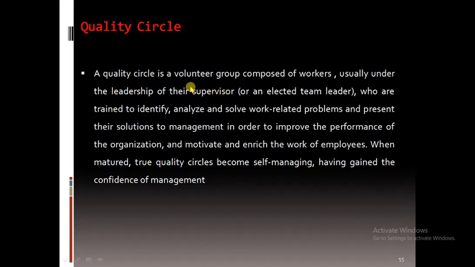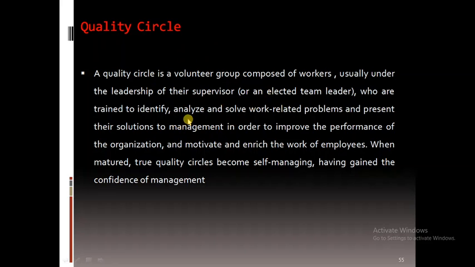It is a volunteer group composed of workers, usually under the leadership of their supervisor or an elected team leader, who are trained to identify, analyze and solve work related problems and present their solutions to management in order to improve the performance of the organization and to motivate and enrich the work of employees. When matured, true quality circles become self-managing, having gained the confidence of management.